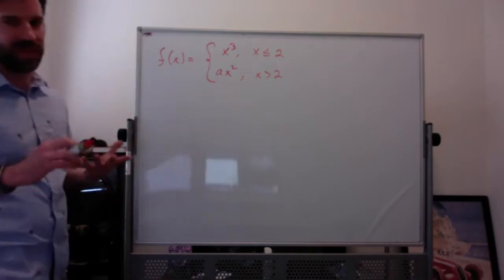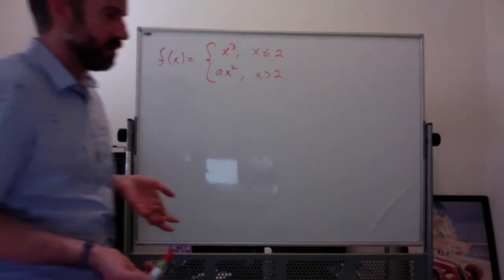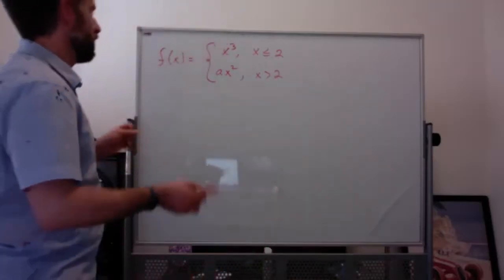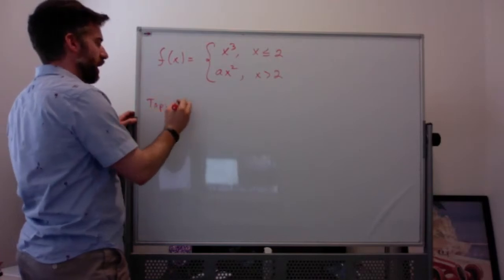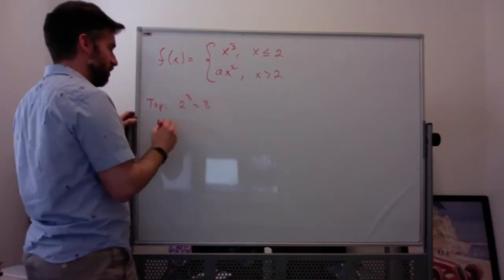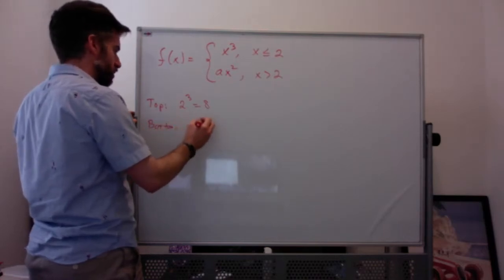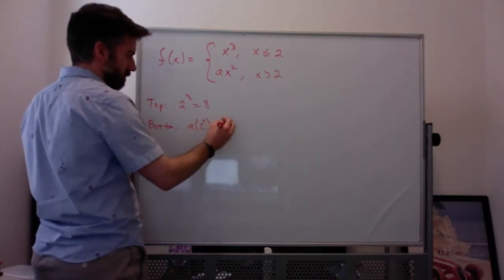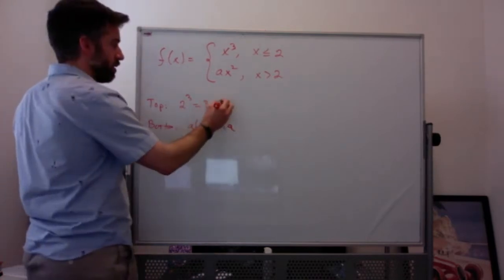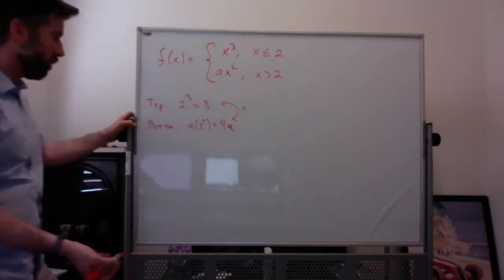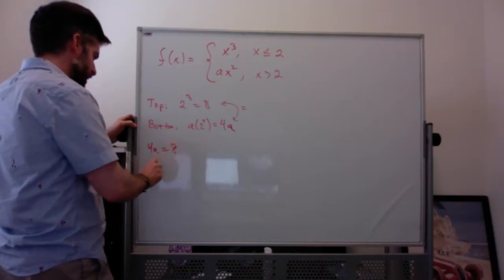Now, what I need to say about this is there's kind of a short way of doing it, and then there's a more correct way of doing it. So the short way of doing it is to plug in 2 into each of these pieces of the function. So if I plug in 2 to the top piece, I get 2 cubed, which is 8. I plug in 2 to the bottom piece, I get a times 2 squared, which is 4 times a. And the thing is, these two things need to be equal to each other when we plug in 2. So if these need to be equal, you can set 4a equal to 8 and get a equal to 2.